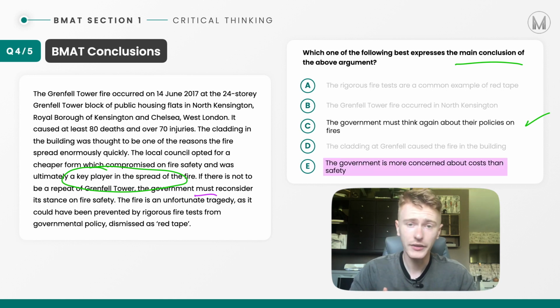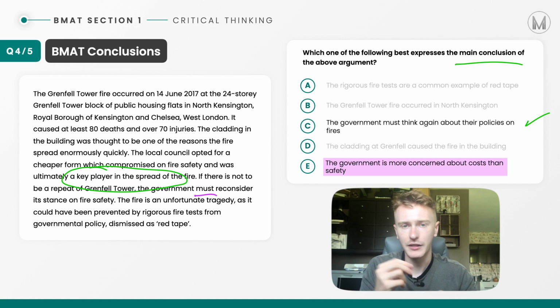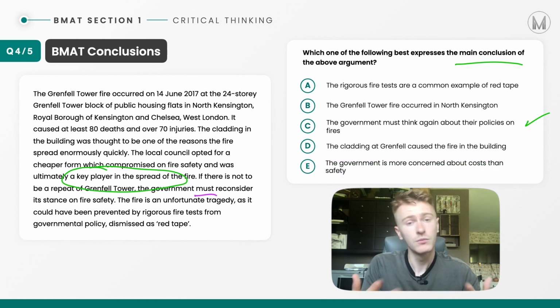Well, arguably, that's not the case. It might be that the government didn't quite know about the costs or the safety that was being involved. It just sort of signed off this cladding without really appreciating it. So actually the author is saying that we must reconsider the policy of just signing off potentially, rather than necessarily the priorities of government. So actually this statement, answer E, goes a bit too far, which leaves us with answer option C as the most correct and the best conclusion of this passage.